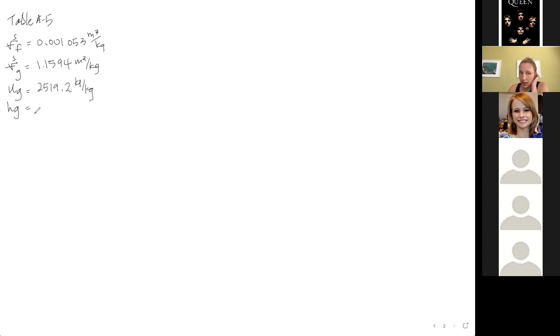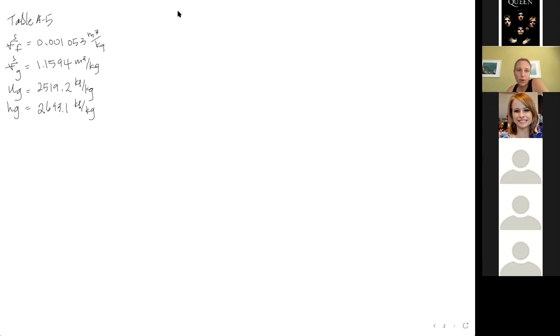From table A5, let me just rewrite them here really quickly. I have my specific volume of my saturated liquid, the liquid in the pot, which is 0.001053 cubic meter per kilogram. I have my saturated specific volume of my vapor, which is 1.1594 cubic meter per kilogram. I have my specific internal energy and specific enthalpy of my saturated vapor, or of my steam: 2,519.2 kilojoules per kilogram, and 2,693.1 kilojoules per kilogram as my specific enthalpy.